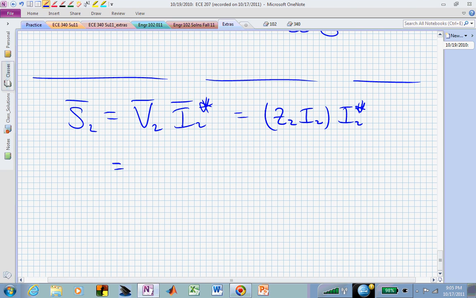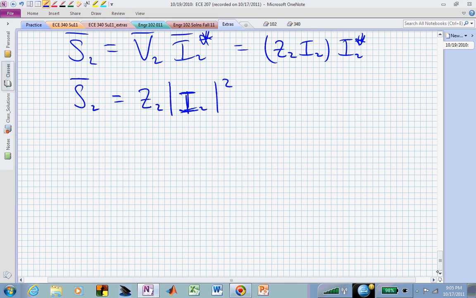That says then that this complex load power for load 2 is its impedance times the magnitude of the current, I sub 2, squared. And that's using this fact that I sub 2 times I sub 2 conjugate, or any current for that matter, times its conjugate, is equal to the magnitude squared.